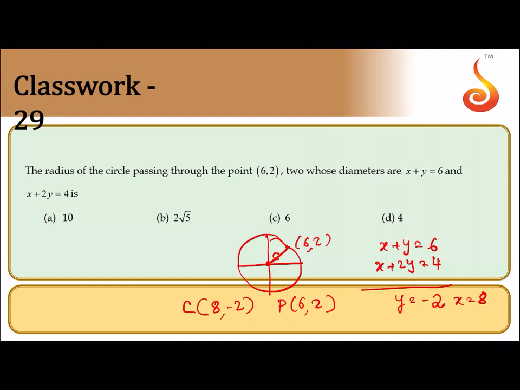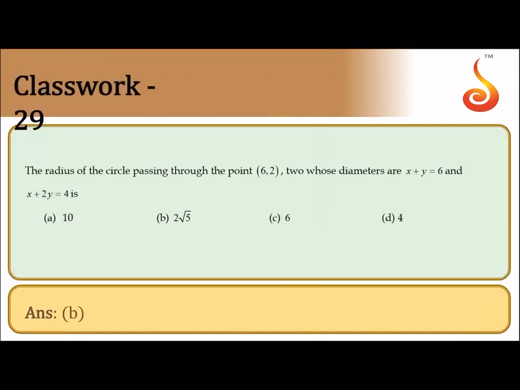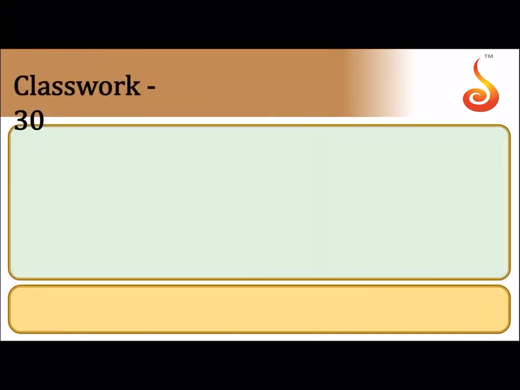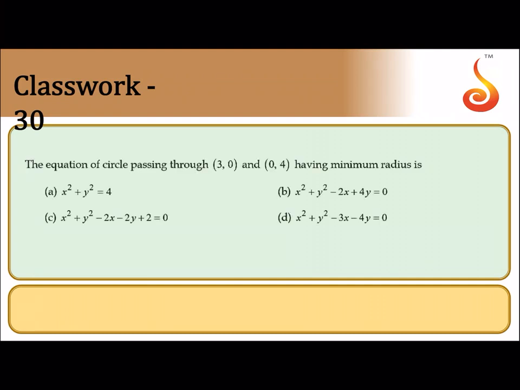Let me check the calculation. If we subtract, 2y minus y, we'll get y. 4 minus 2 is minus 2, correct. If we put minus 2 here, x plus y is equal to 6 is given, so we'll get 8. So what will be the radius now? Radius will be the square root of (8-6)² plus (-2-2)², so minus minus also. 4 plus 16 will give you root 20. So root 20 is nothing but 2 root 5. Option B is correct.